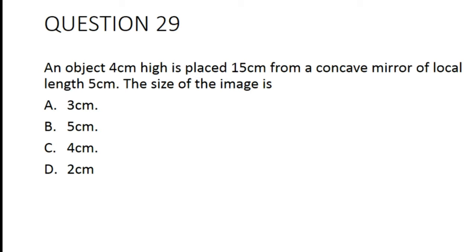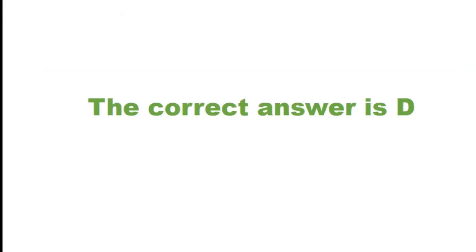An object 4 cm high is placed 15 cm from a concave mirror of local length 5 cm. The size of the image is this. First of all, the question is not correct. It's supposed to be focal length, not local length. So the size of the image is A. 3 cm, B. 5 cm, C. 4 cm, D. 2 cm. So the correct answer here is D.